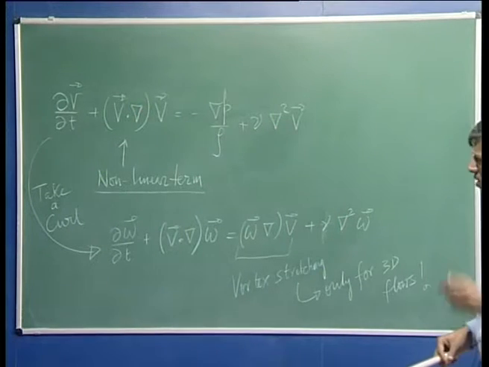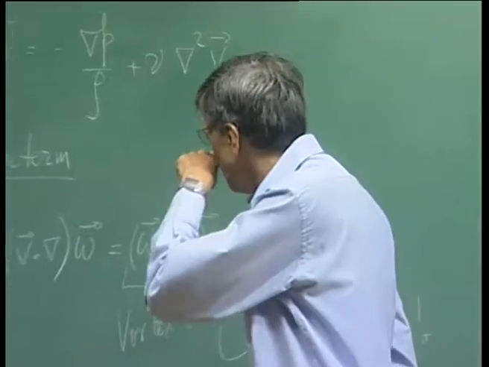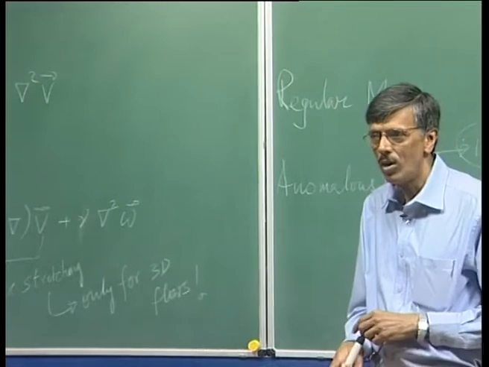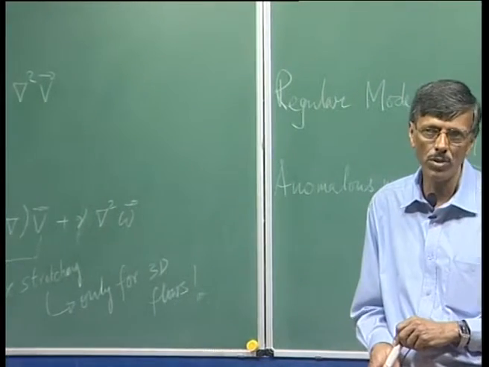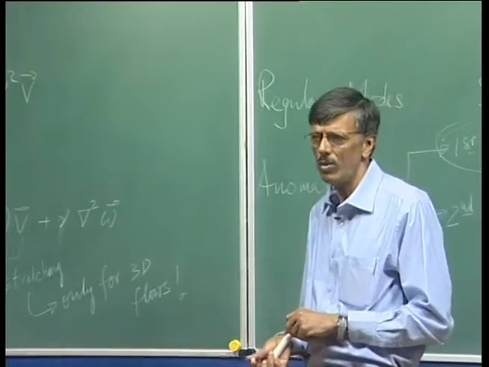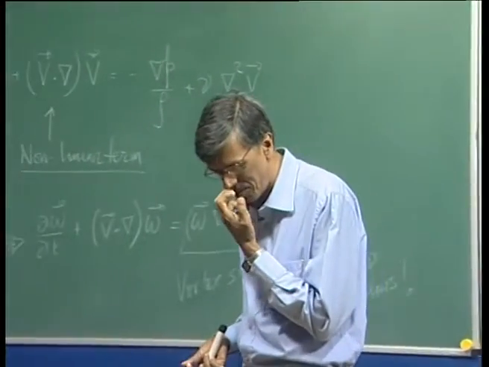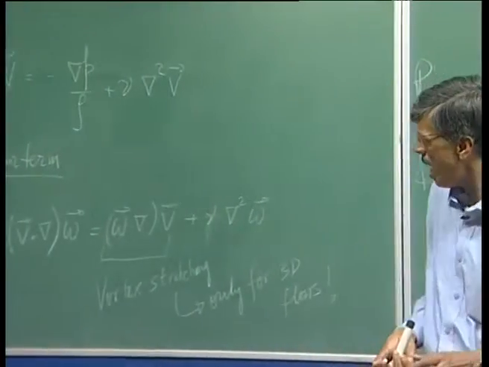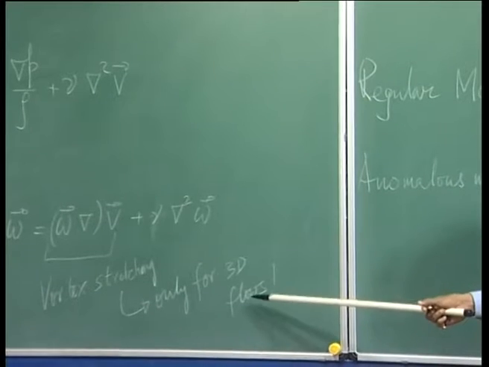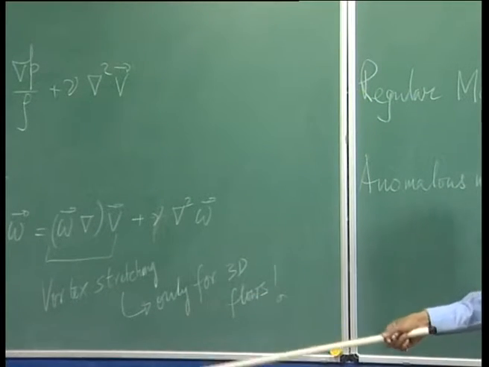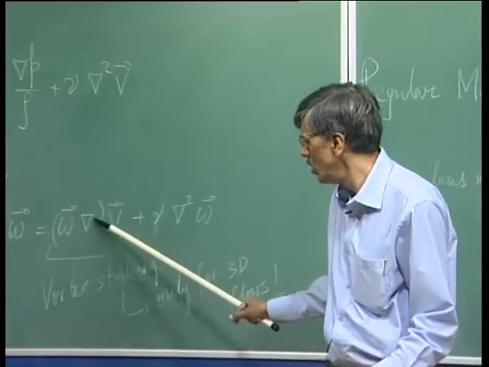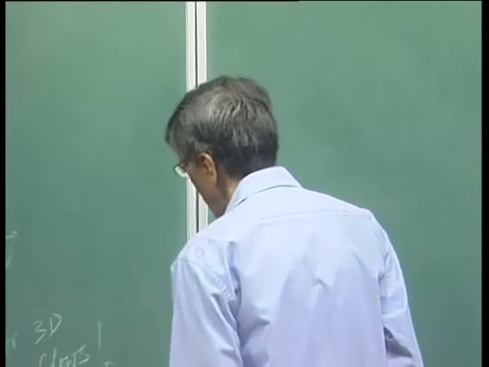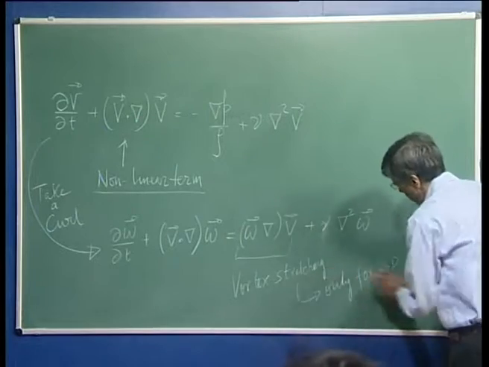So what happens is, then you can understand that vortex stretching will only be there for 3D flows and not for 2D flows. And this is what has perplexed the fluid dynamics community for the last half a century. So what really happens is, this tells us when this is going to be important. So you are seeing that vortex stretching will not be there for two-dimensional flows.